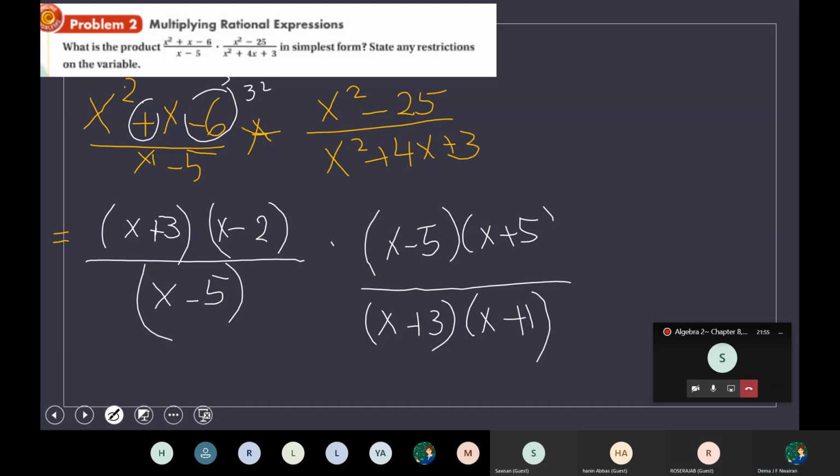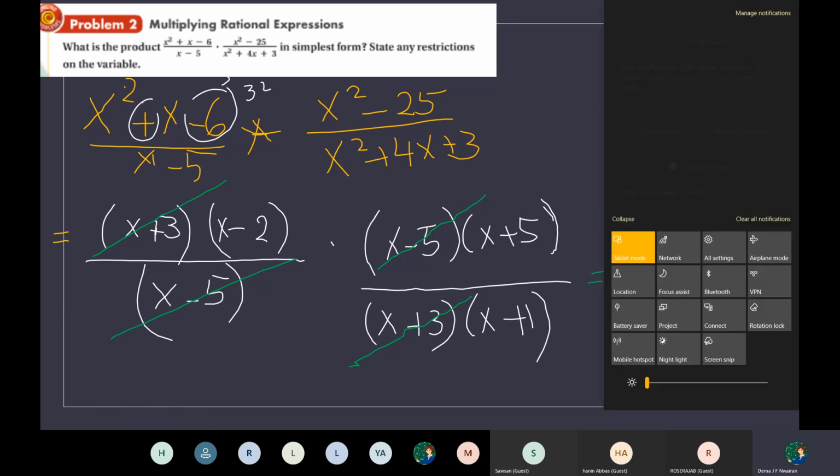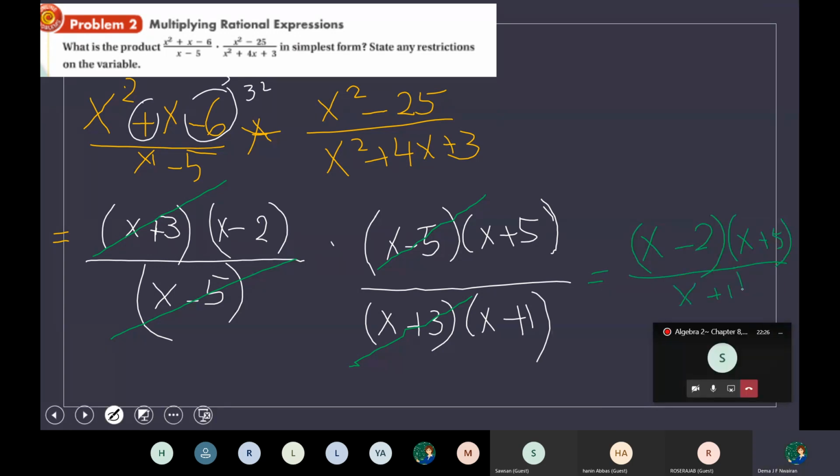Now, after that, I will try to simplify them here. So the product of them will be x minus 2 over x plus 5, sorry, over x plus 1. This is now the product of multiplying these two rational expressions.